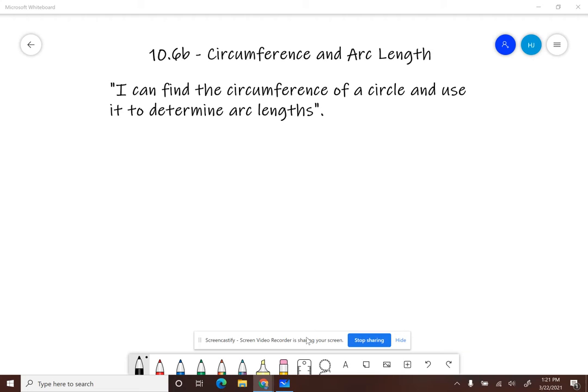All right, guys, we're moving on to 10.6b, circumference and arc length. Again, I can find the circumference of a circle and use it to determine arc length. So yesterday we talked generally about circles, about some of the features of circles like the diameter and the radius. Let's start there, and we'll start talking about circumference a little bit.